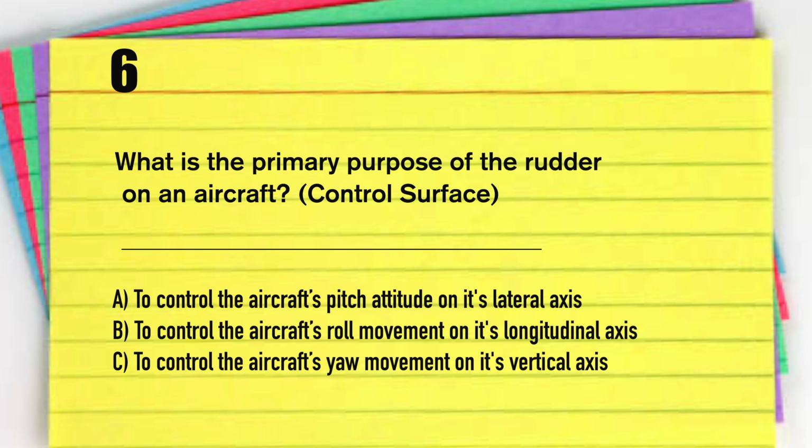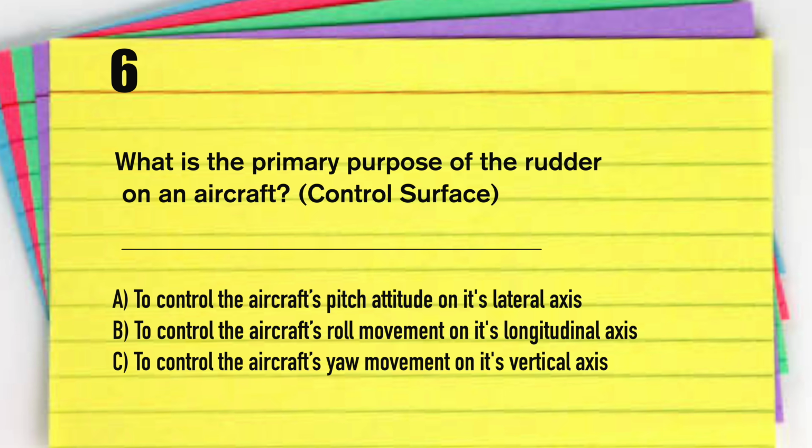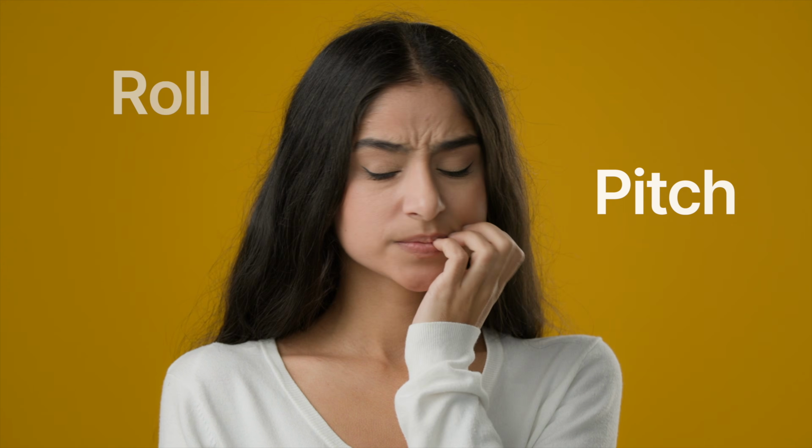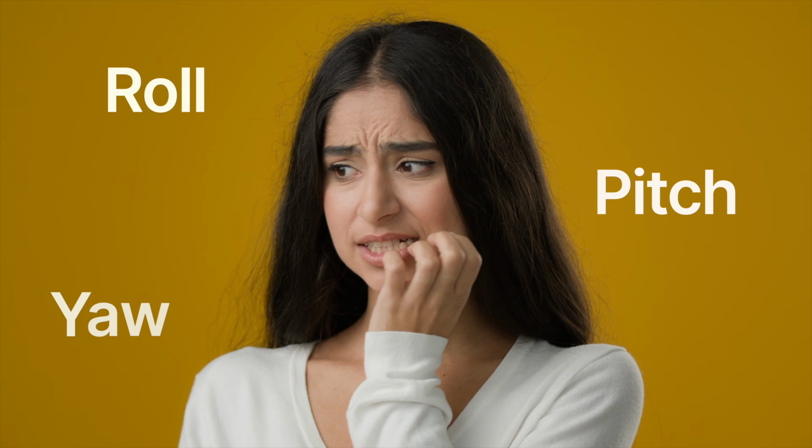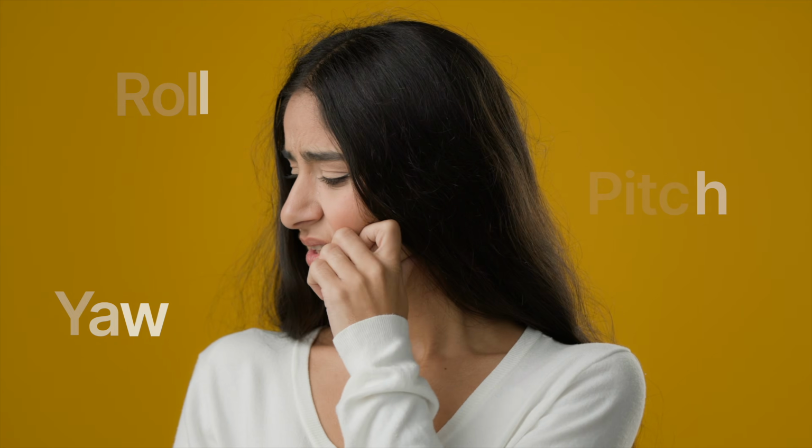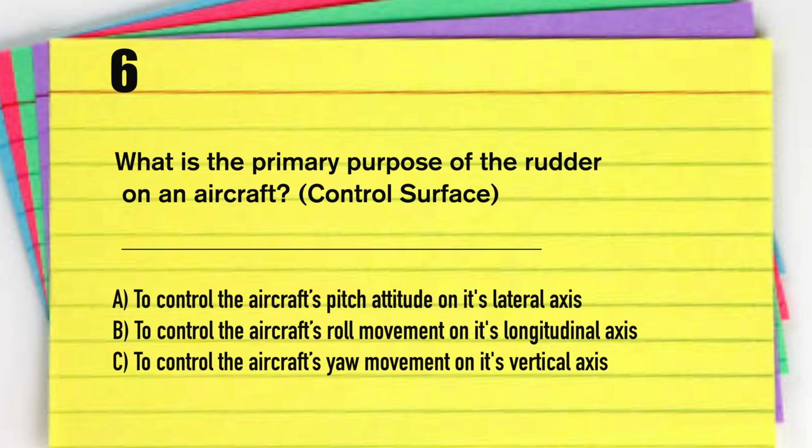Next question. What is the primary purpose of the rudder on an aircraft? And I know that a lot of you just went numb on this question. Is it A, to control the aircraft's pitch attitude, B, to control the aircraft's roll movement, or C, to control the aircraft's yaw movement? Now, as simple as this question is, more than likely you'll be answering this question incorrectly on the exam. And instead of me just giving you the answer, I'm going to give you some information that will allow you to answer the question correctly.